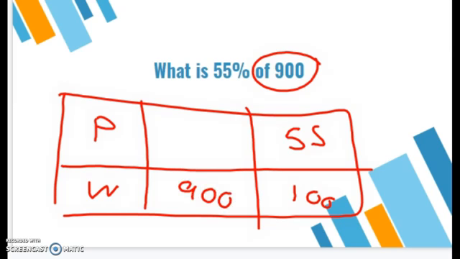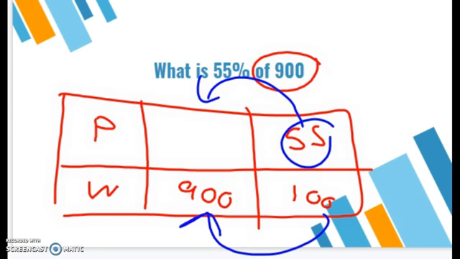So what I'm going to do is circle these two numbers, draw arrows backwards, and now I have to divide. So I'm going to get my calculator out real fast. 100 divided by 900 is 0.11. So then I also need to do 55 divided by 0.11, and that gives me an answer of 500.